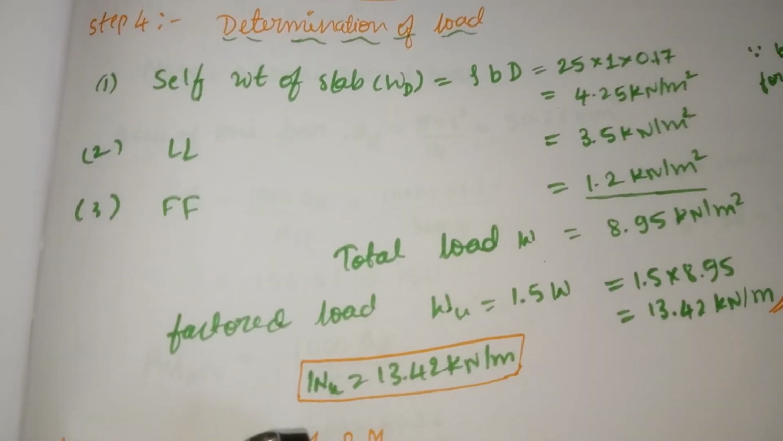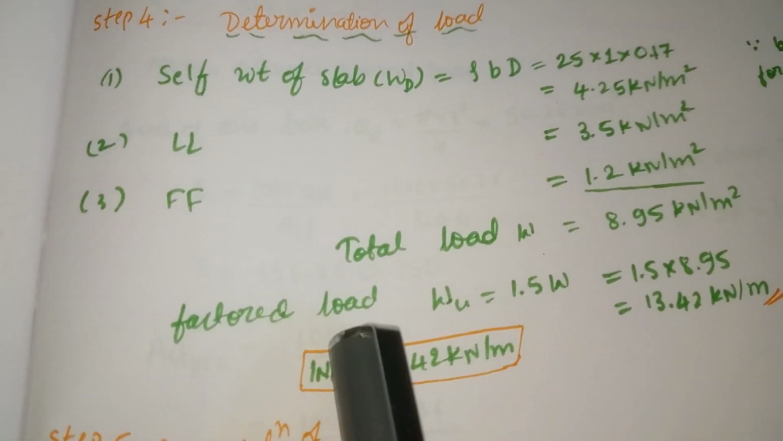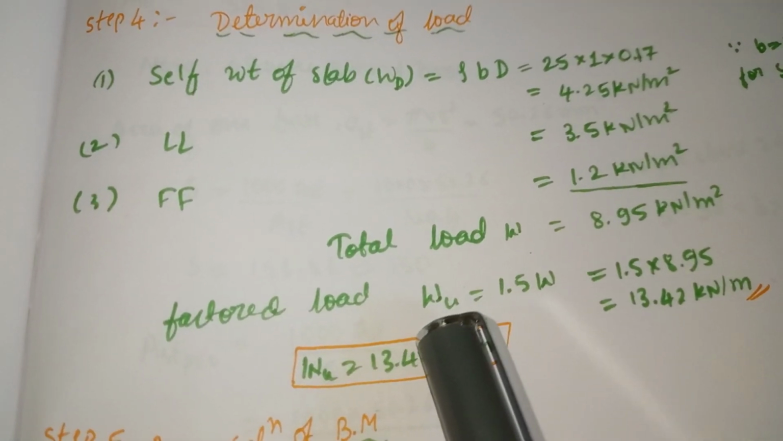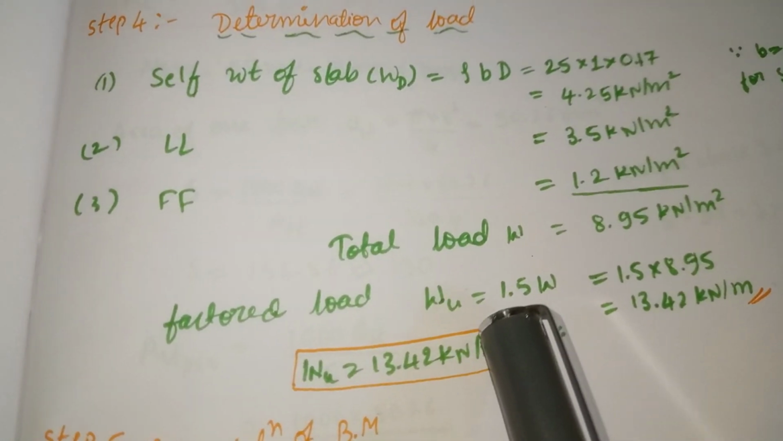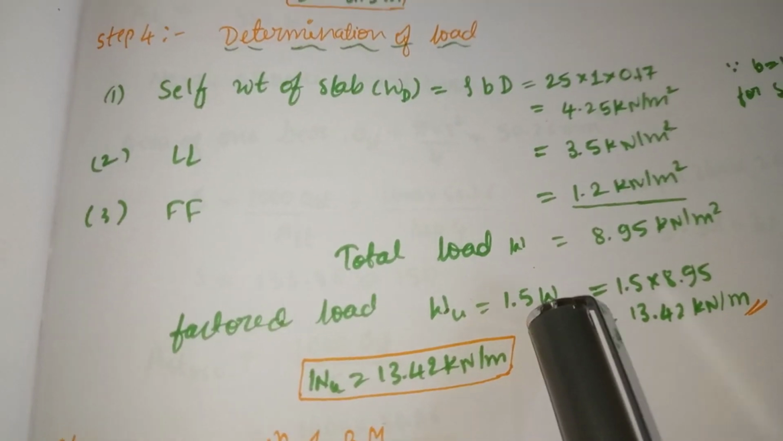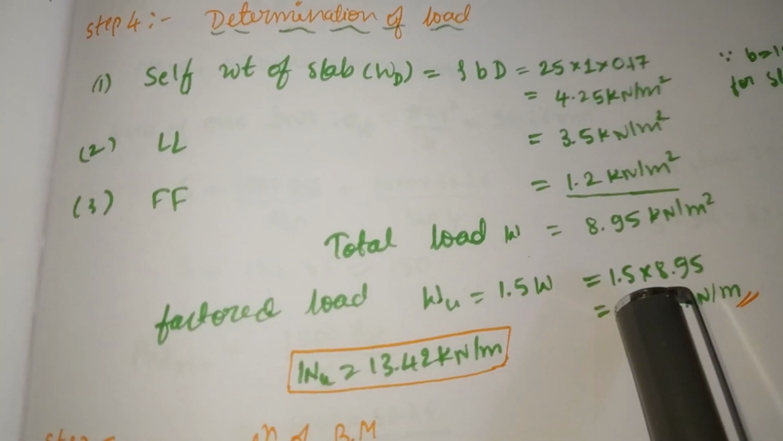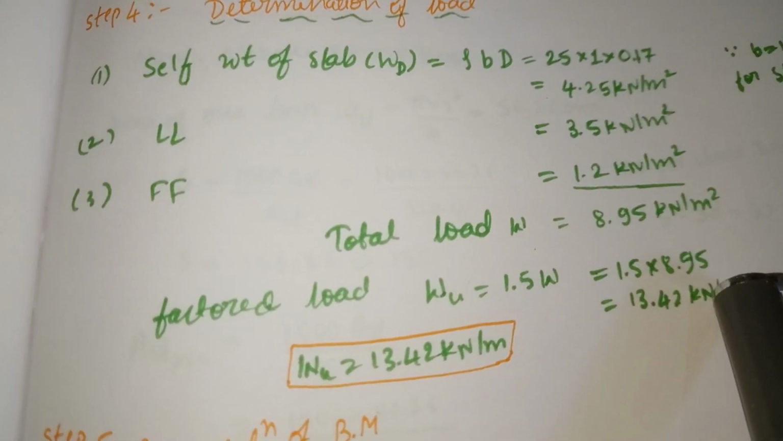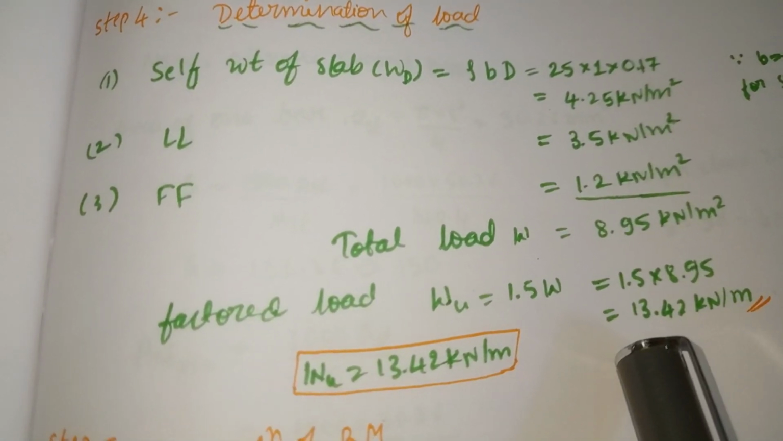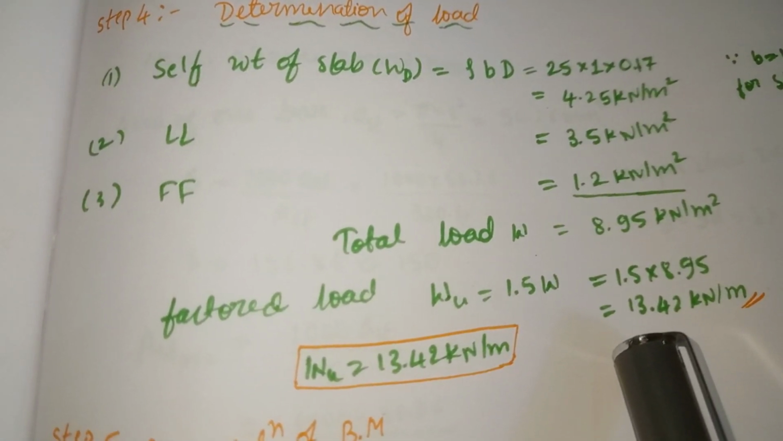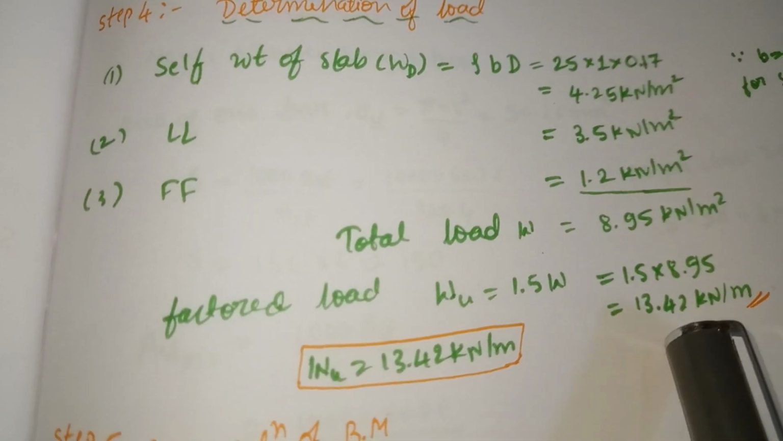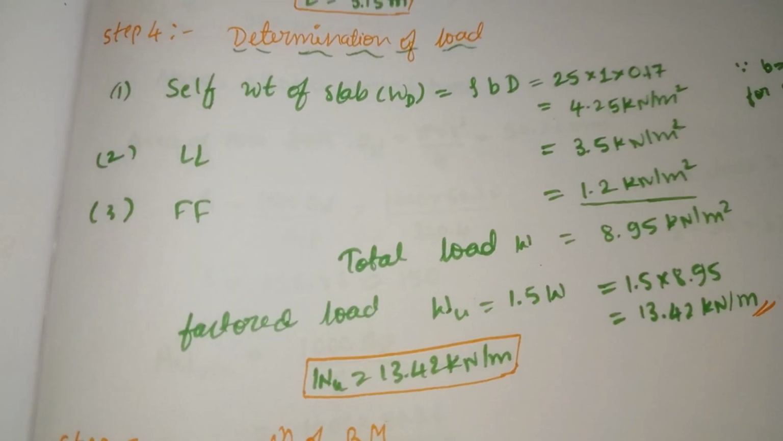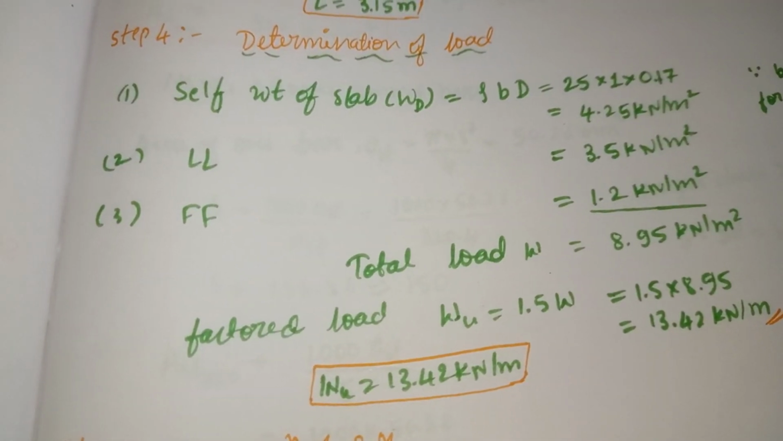Next we have to go for the calculation of the factored load, that is nothing but the ultimate load. It is denoted as WU. For that we have the formula 1.5 into W, that is the total load. So 1.5 into the total load we got, 8.95. After simplifying we get our factored load value as 13.42 kilonewton per meter. So this is how we have to calculate the load.